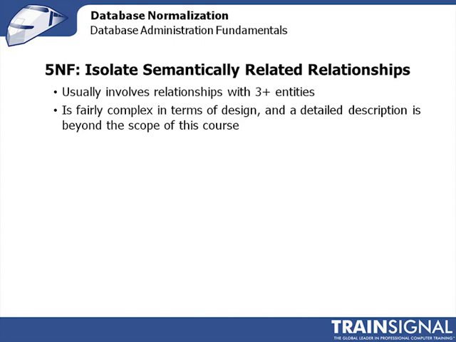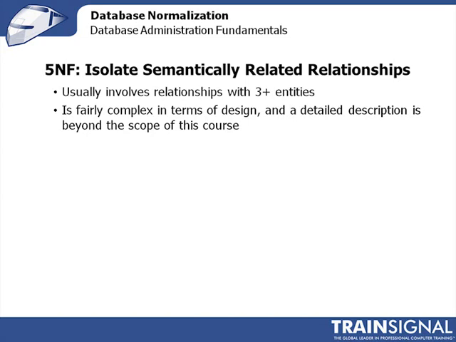Fifth normal form tells us to isolate semantically related relationships, and this generally involves relationships with three or more entities involved. This is a fairly complex concept in terms of design, and a detailed description is beyond the scope of this course. You need to know that fifth normal form exists. You kind of need to know that it involves isolating semantically related relationships, but that's about all you need to know for now.